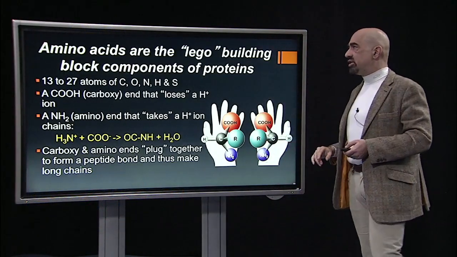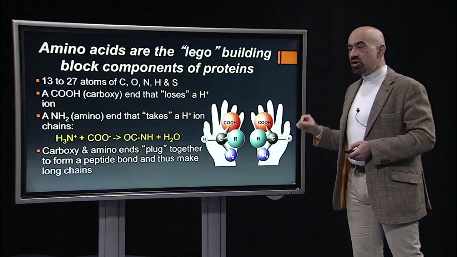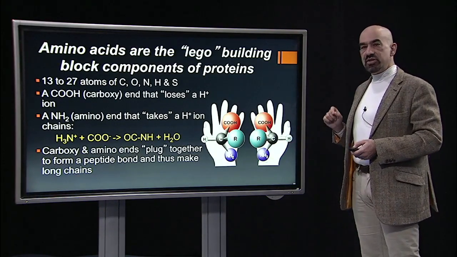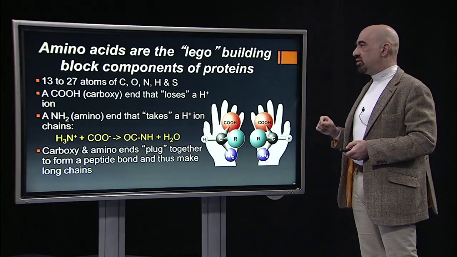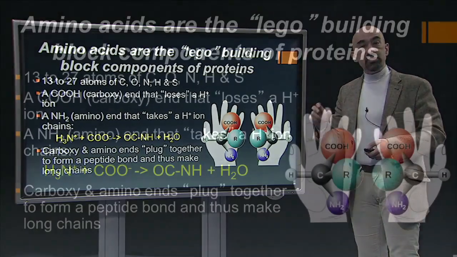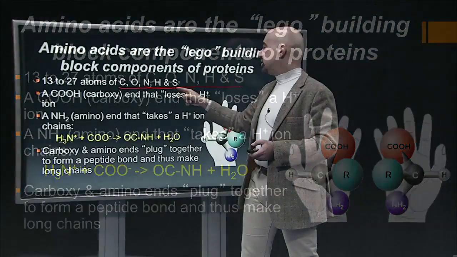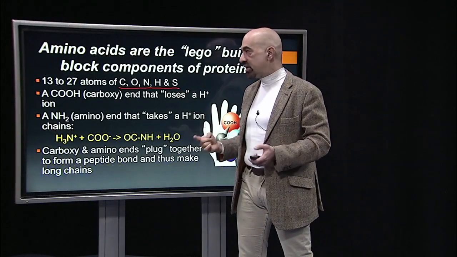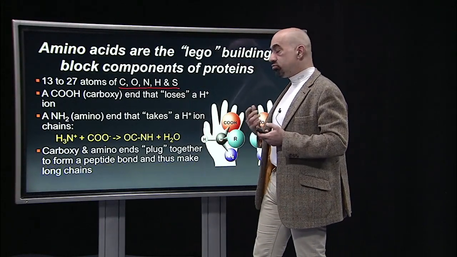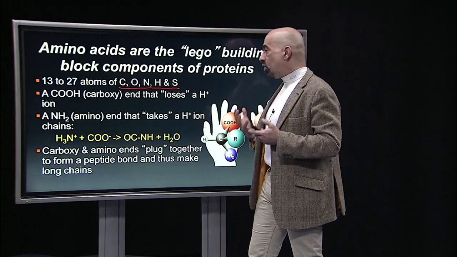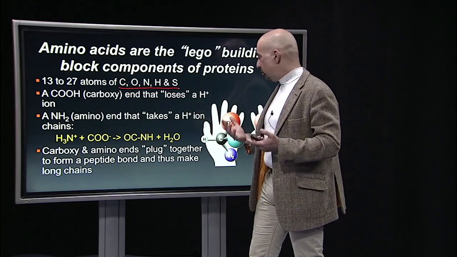So let's talk about some of these building blocks. Let's start with amino acids. Amino acids are the building blocks that we use to assemble proteins. Amino acids are relatively simple. A typical amino acid is going to be made of between 13 to 27 atoms. The atoms that we use to assemble it are carbon, oxygen, nitrogen, hydrogen, and sulfur. These are among the most common elements in the universe. There's lots of them. And the amino acids themselves all have a very similar form.